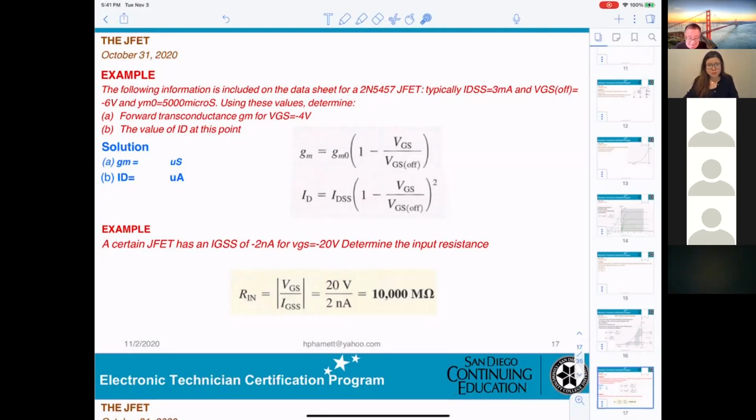Okay, I already gave you the formula. gm equals gm0 times 1 minus VGS divided by VGS off. Do the calculation, tell me what you get for gm.